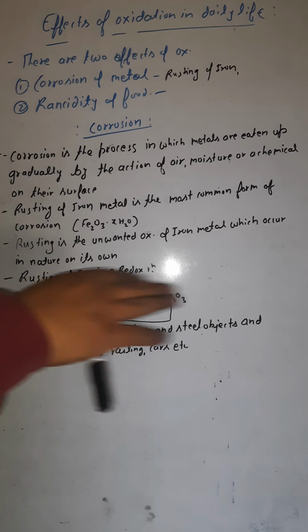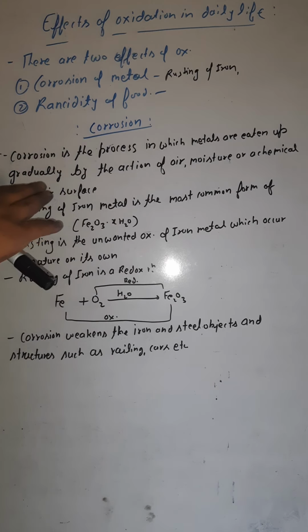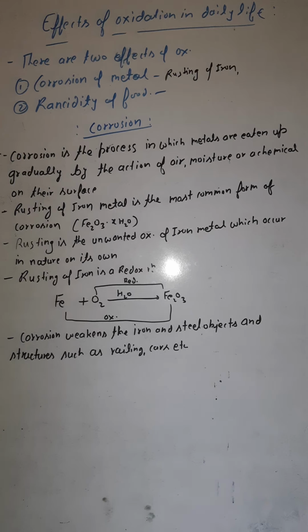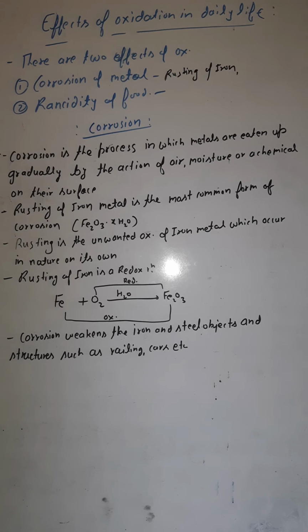When iron metal is corroded, we call it rusting. You would see a brown colored layer over the iron objects. This is due to the oxidation of iron. Are you getting this? Second one is the rancidity of food. When food gets spoiled, we call it the rancidity of food. It is also by the action of air on it. So let's study corrosion in detail.